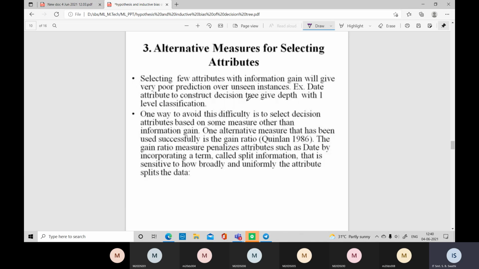So there are some alternative measures. These are additional measures by which you can select the attributes, or you can determine which attribute is better for an intermediate node or root node or leaf node. And this is given by Quinlan. One such thing is split information. Information gain and entropy is one technique. The second technique is split information.